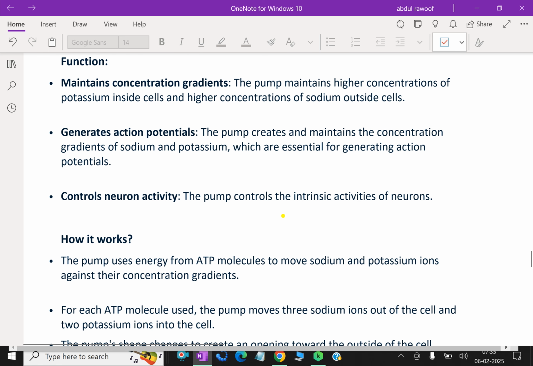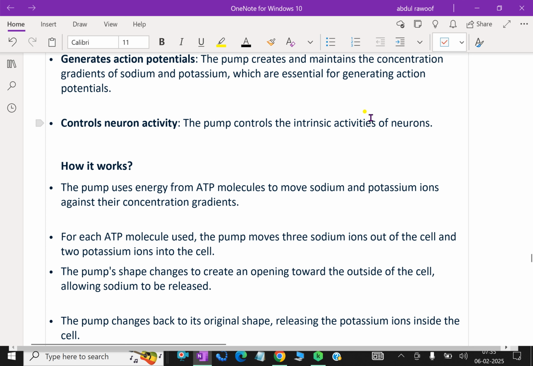How it functions: maintain concentration gradients. The pump maintains a higher concentration of potassium inside cells and a higher concentration of sodium outside cells. Generate action potentials. The pump creates and maintains the concentration gradient of sodium and potassium, which are essential for generating action potentials. Controls neuron activity. The pump controls the intrinsic activities of neurons.